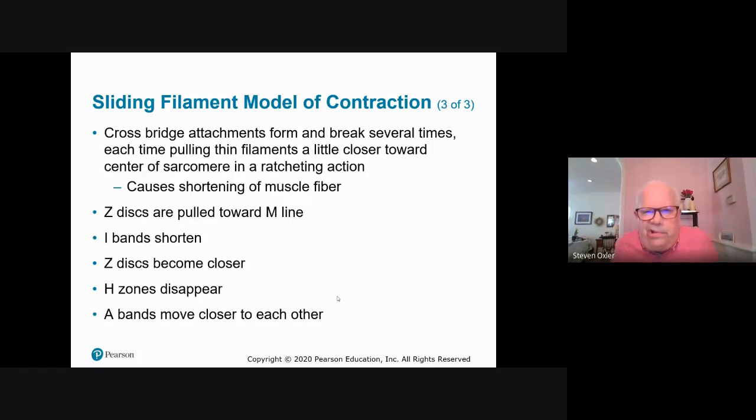The cross bridges form and break several times, causing shortening of the muscle fiber. The Z discs are pulled toward the M line, the I bands shorten, the Z discs become closer, the H zones disappear, and the A bands move closer to each other.